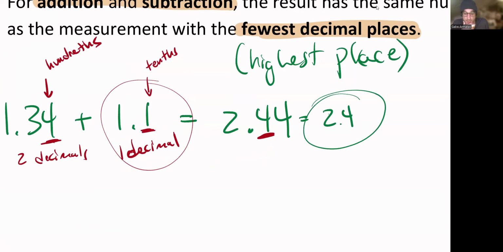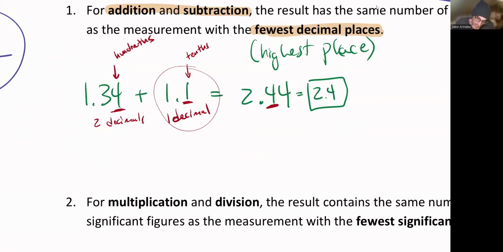There's my final answer. My final answer is always going to be the least number of decimal places. So 2.4 is where I'd round. We always get used to underlining.